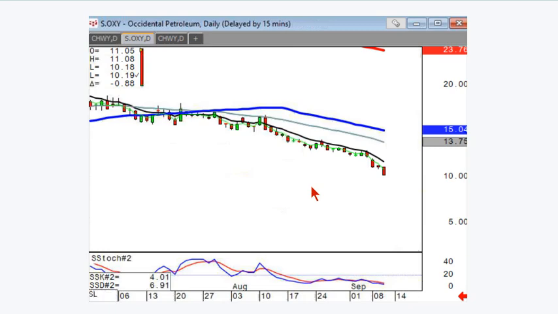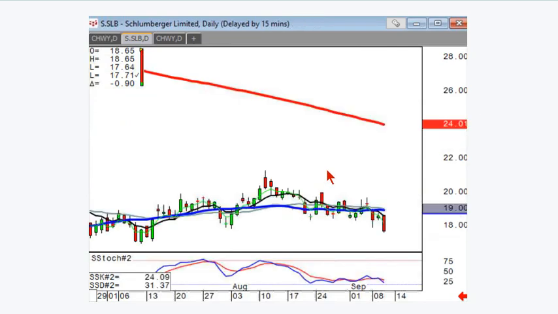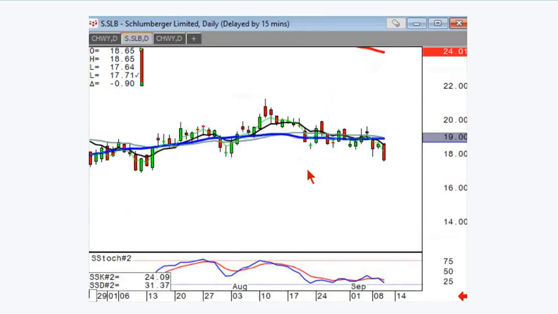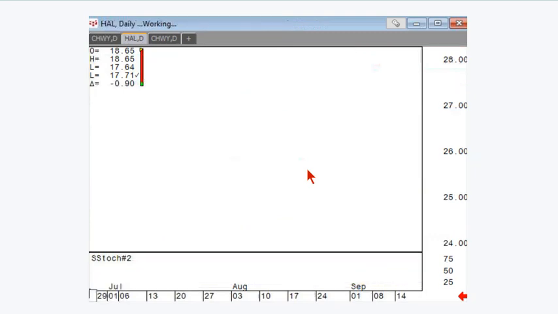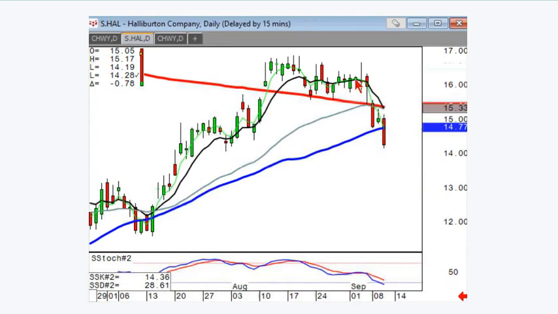Schlumberger, same scenario. You can be shorting this one. I think Halliburton was the same thing. Notice your left-right combo gap down, doji sandwich, broke the 50. There's a gap down here that you could be heading for.